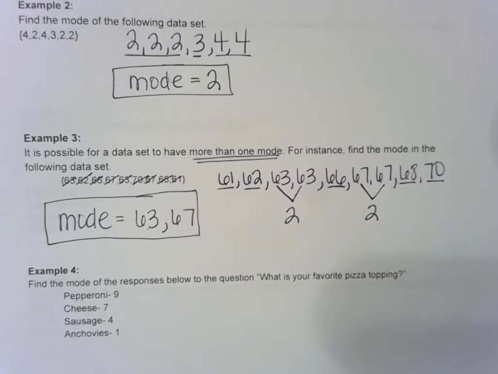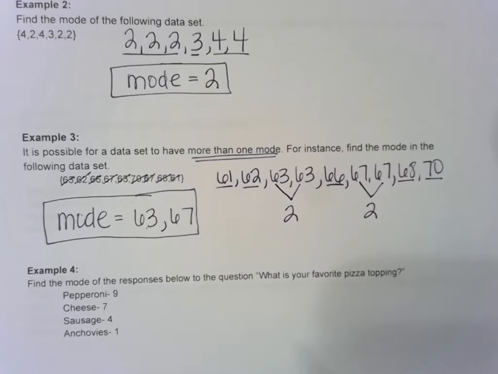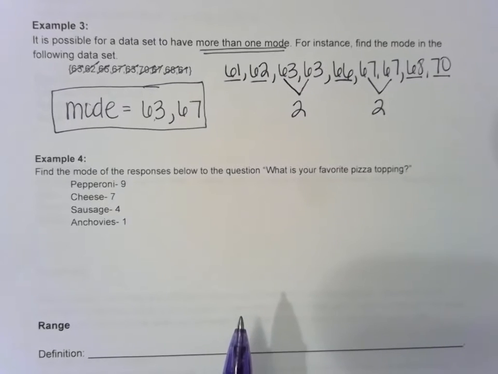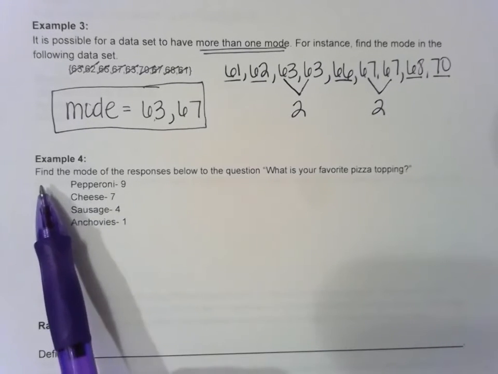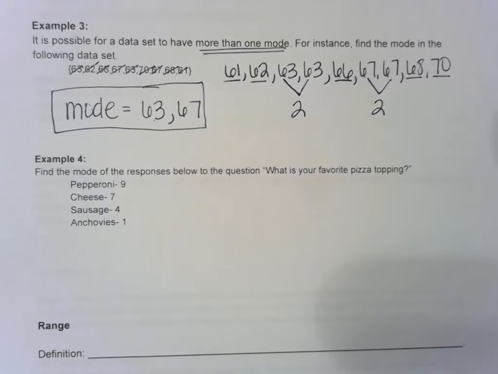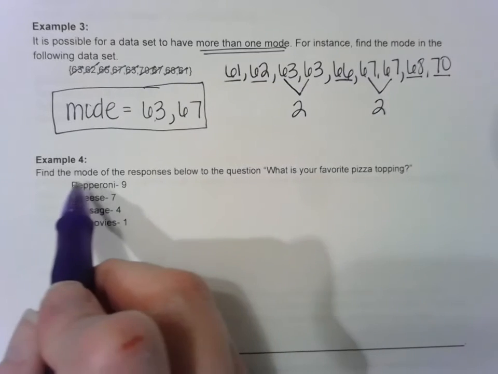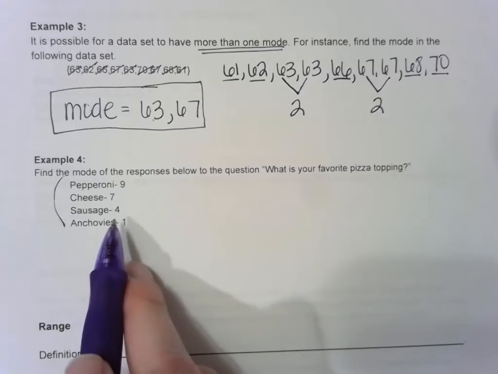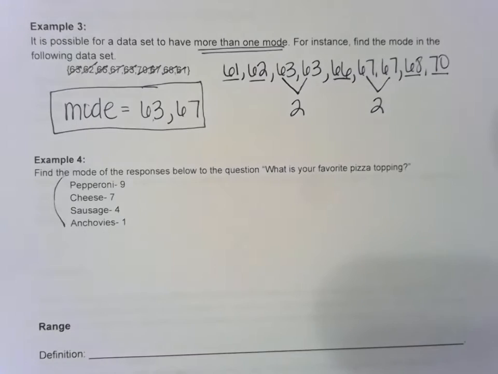You can also calculate the mode or determine the mode when the data is non-numeric. So if you remember, we had categorical data when we first started statistics. We talked about that being one type of data. So in this example, say the students in your class were asked the question, what's your favorite pizza topping? And these are the responses that you get. You have 9 liked pepperoni, 7 liked cheese, 4 liked sausage, and 1 likes anchovies.